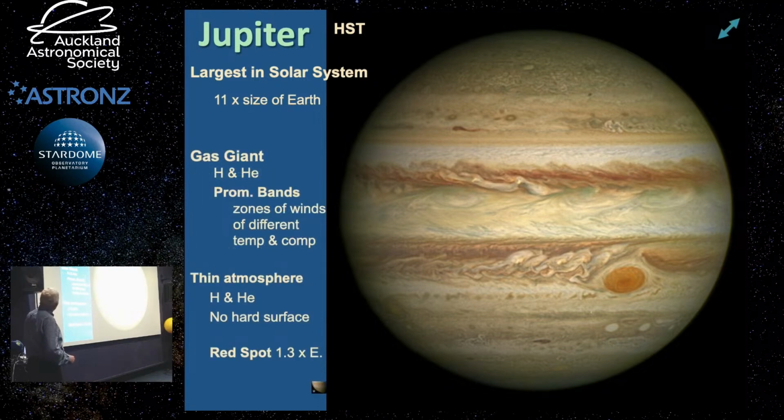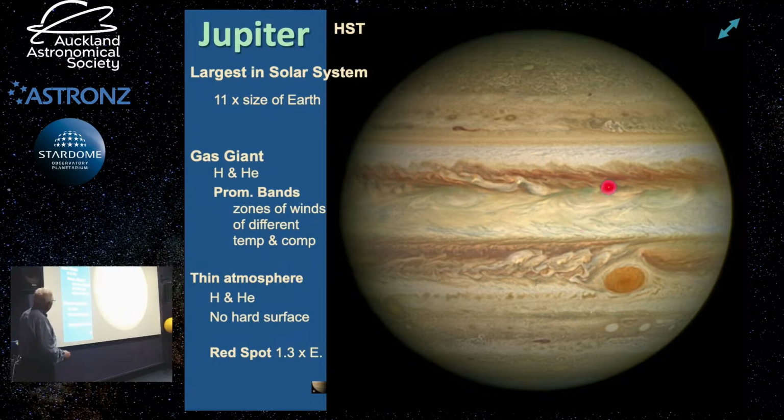So, as I mentioned, it's a gas giant, so it's predominantly hydrogen and helium. We're going to talk about that later on. 98% of the universe is hydrogen and helium. It's got these prominent bands. If you've seen it with your own eyes through a telescope, you can see all these zones and bands here, and that represents winds of different temperature and composition.